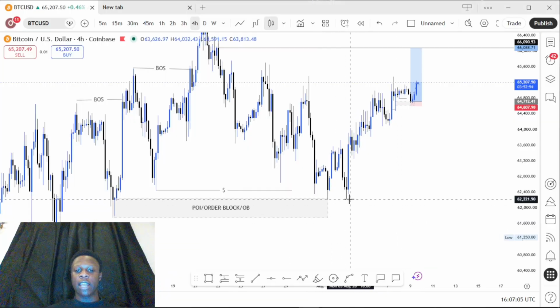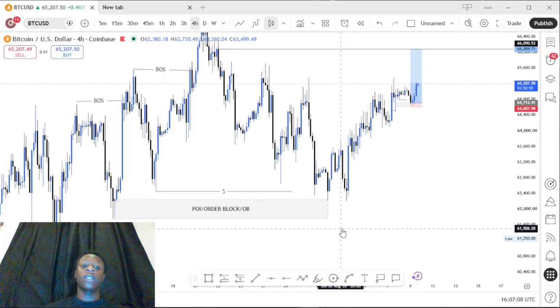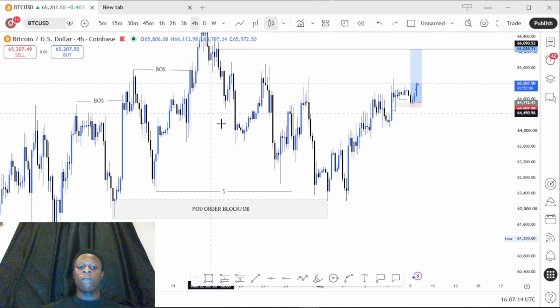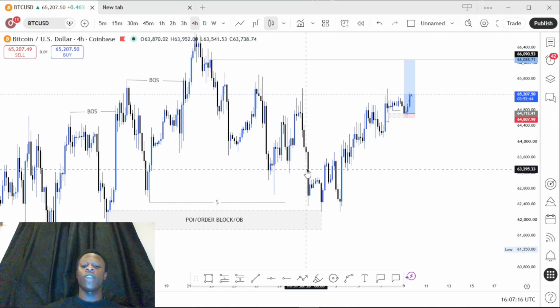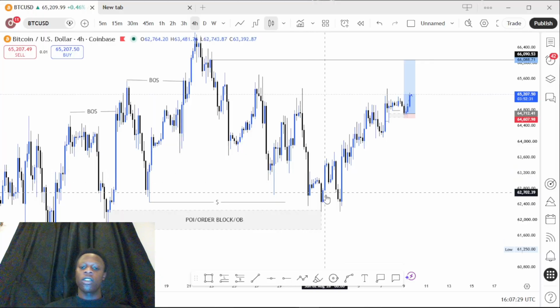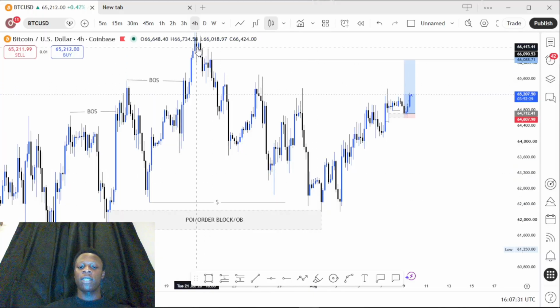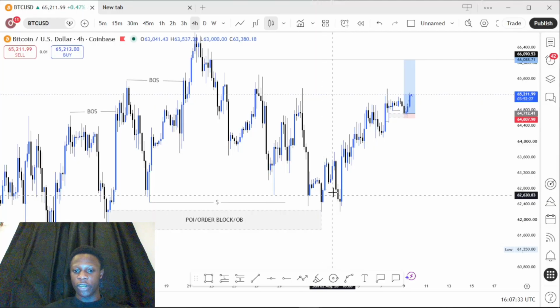And you can actually see, I said look for MMS. For those of you that don't know what MMS is, let me break it down for you guys. Right now, look for MMS. You're going to look for a change of character. MMS is also a change of character. Market structure shift, that's what MMS is. So let's look for MMS to enter this very trade.